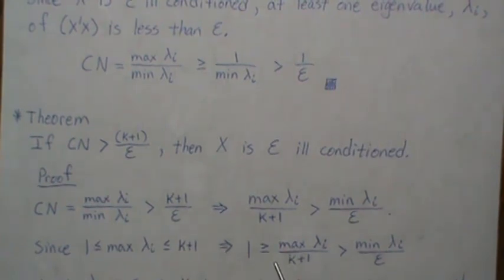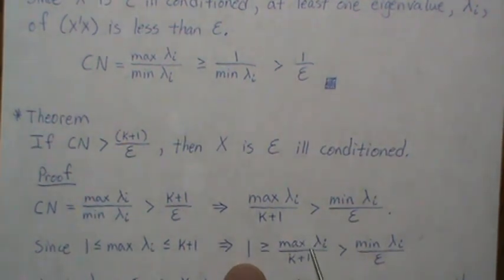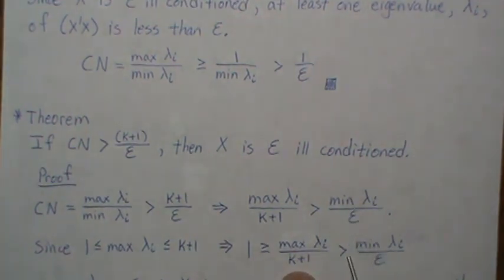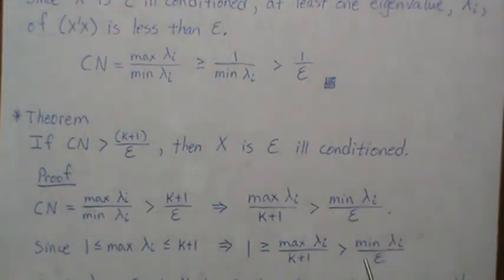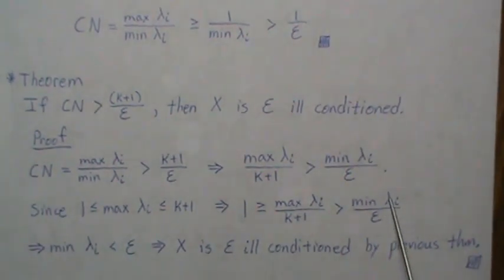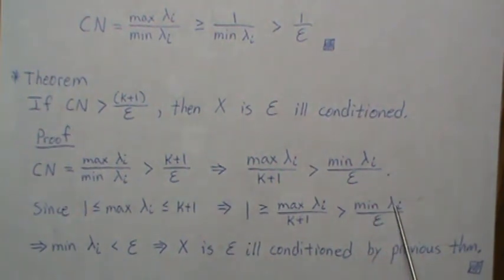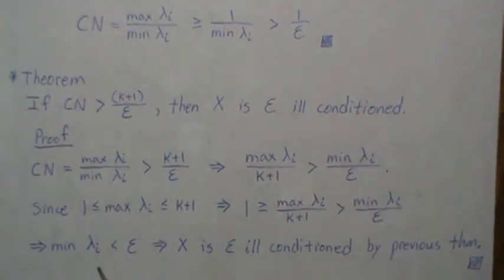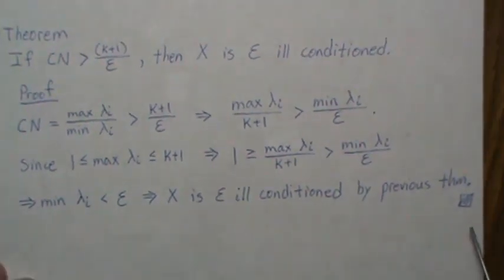So this quantity has to be 1 or less, right? If the maximum is K plus 1, then this is 1. But otherwise, it's going to be smaller than K plus 1. So this value is less than or equal to 1. And then we're saying this is strictly less than that. So this has to be less than 1, right? How can this be less than 1? Well, the minimum has to be less than epsilon. Well, that says X is ill-conditioned by a previous theorem if one of those eigenvalues is less than epsilon. And that's what we wanted to prove.